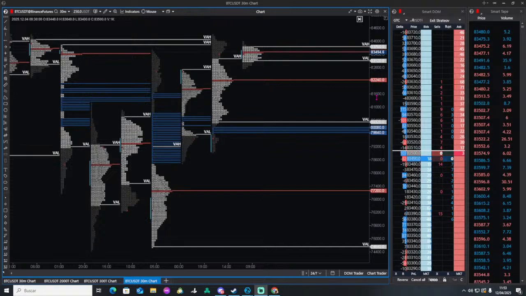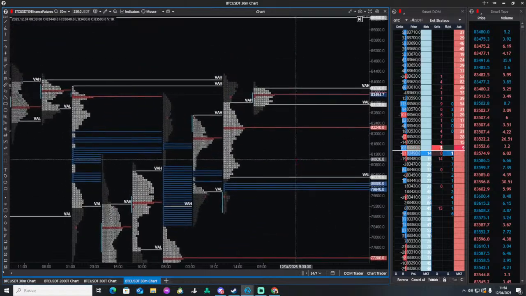Today this is going to be recorded because I'm going to do an educational stream about TPOs. Let's start with what a TPO chart is. Here we have a session-based TPO chart. This is a full day. What we can see here is a 30-minute, 2,200 tick chart on ATAS. I'm using ATAS to visualize this.